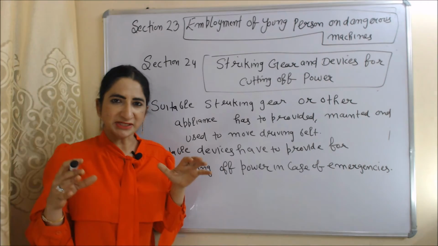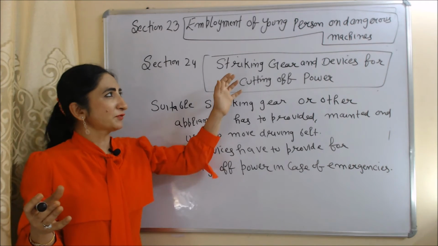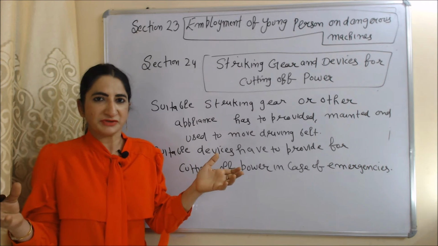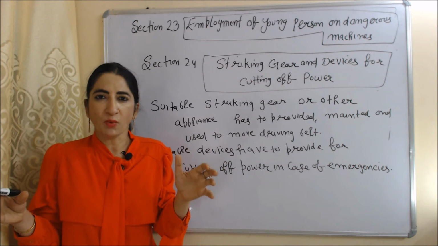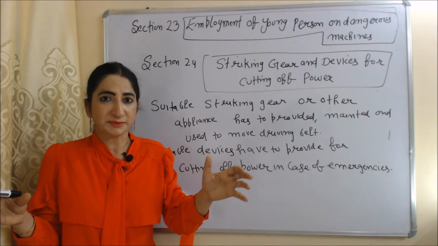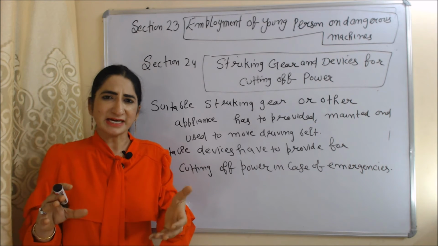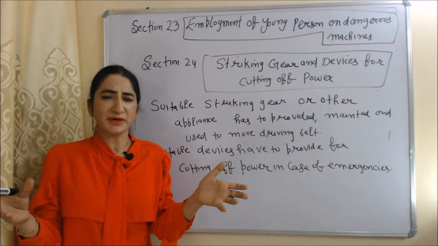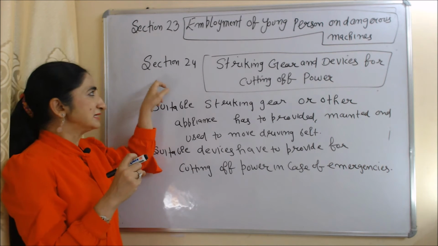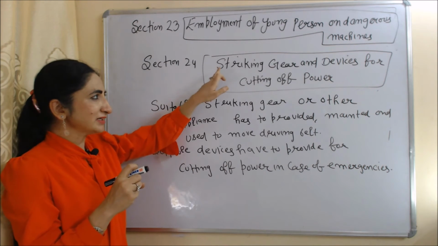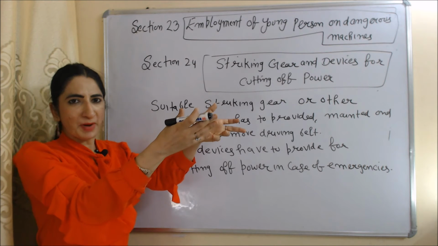Section 23, employment of young persons on dangerous machines. No young person can work on any machine unless he is properly instructed, and state government can prescribe machines where young persons cannot work. Section 24, striking gear and devices for cutting off power.